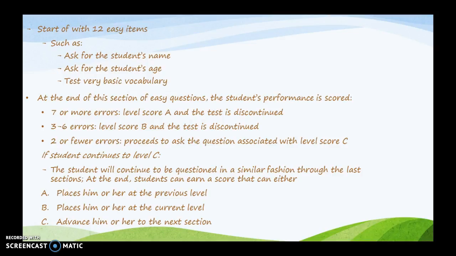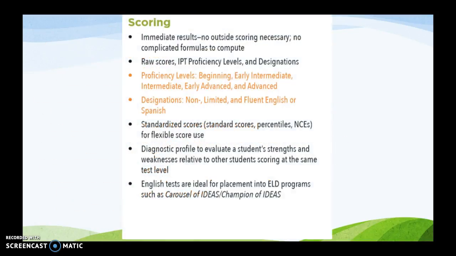The students can earn a score that either places him or her at the previous level, places him at the current level, or advances him to the next section, which is level D. So we could here see some information on scoring. Immediate results are given. They have raw scores. Proficiency levels are beginning, early intermediate, intermediate, early advanced, and advanced. And the scores are usually standardized, and they're flexible for score use.